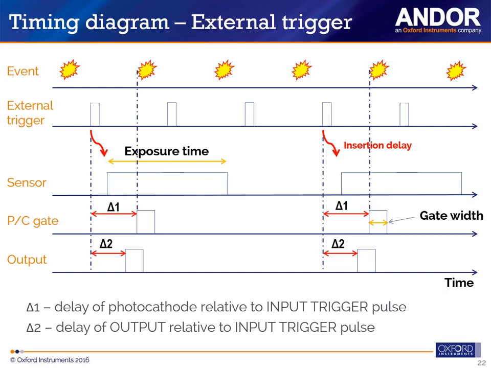If you have a master trigger that will trigger the event and the camera separately, then you can use the first external trigger, start the exposure of a sensor, and position the photocathode accurately in time from this master external trigger to capture the actual event triggered by the master trigger.